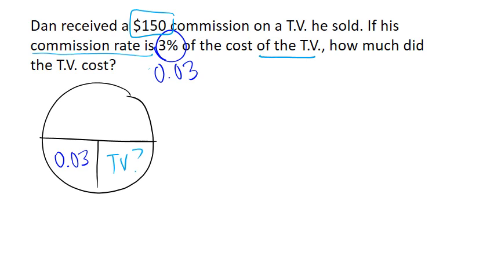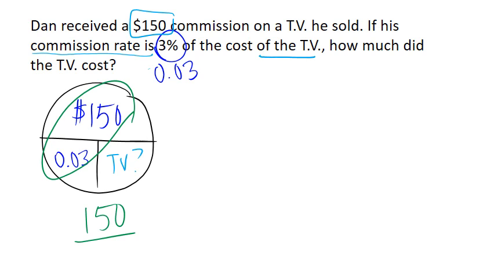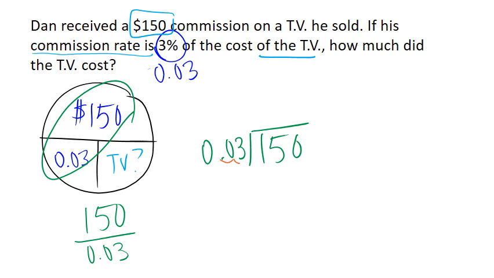So TV is what we're trying to find, and 150 must be the part of the TV, or the cost of the TV. So here we have a fraction, 150 over 0.03, which is really division, so I'll divide 150 by 0.03. Remember, we have to move our decimal twice. Here we have to add a decimal and move it twice. So we'll add zeros as placeholders.